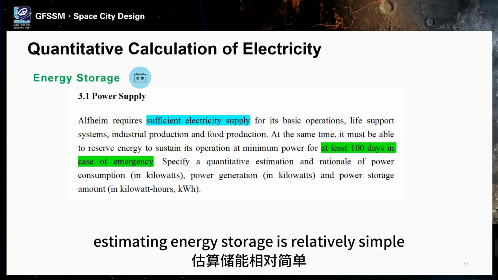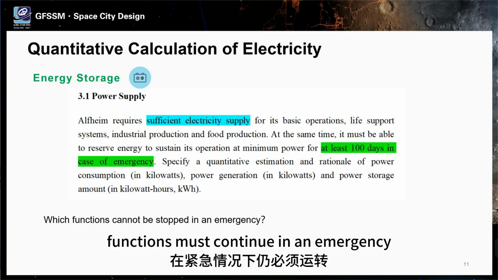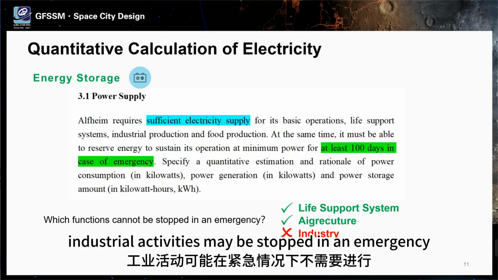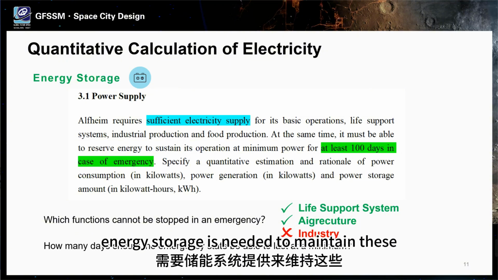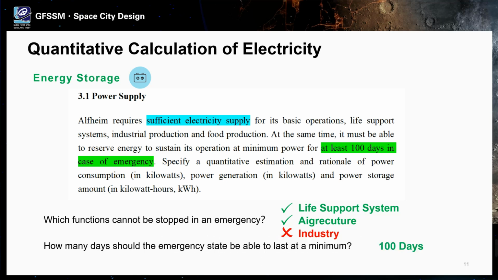Estimating energy storage is relatively simple. First, we need to determine which functions must continue in an emergency, like the life support system and agricultural production. Industrial activities may be stopped in an emergency. Based on this, we can calculate how much energy storage is needed to maintain these essential functions for 100 days.